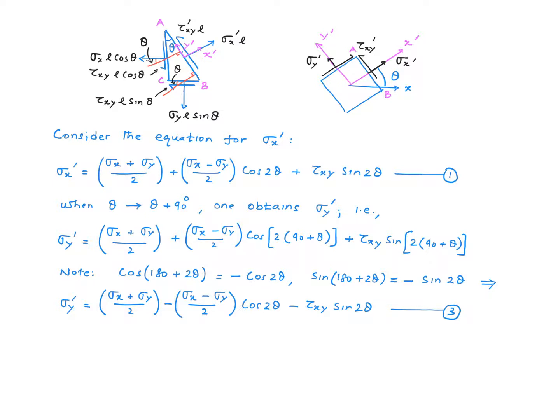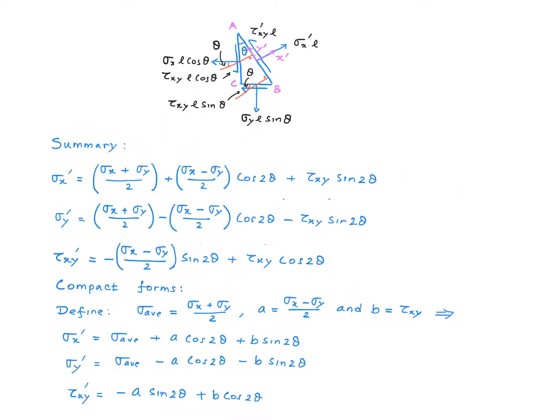And therefore you can see we could derive an equation for sigma y prime simply by replacing theta in the equation for sigma x prime by theta plus 90 degrees. That's exactly what I'm doing over here. I took the equation for sigma x prime but replaced theta by 90 plus theta. Once again, you may recall these trigonometric relations. And using these relations, we get this expression for sigma y prime. Here's a little summary of the three equations. This is the equation for sigma x prime. This is for sigma y prime, and this is for tau xy prime.